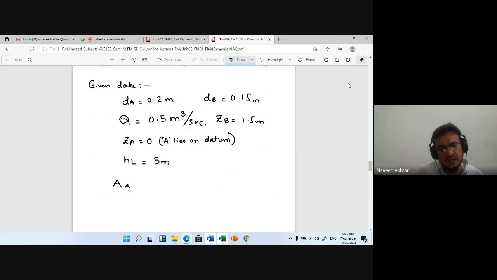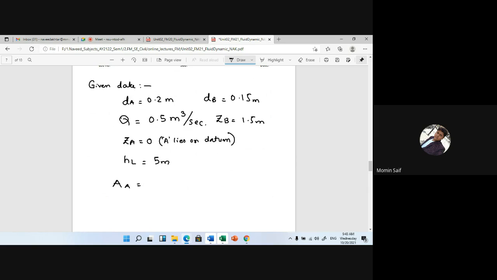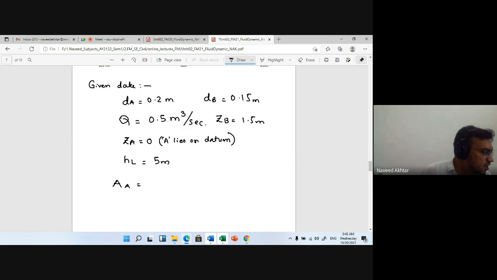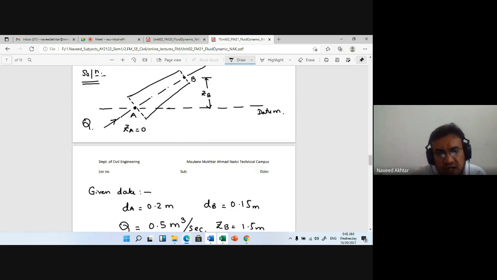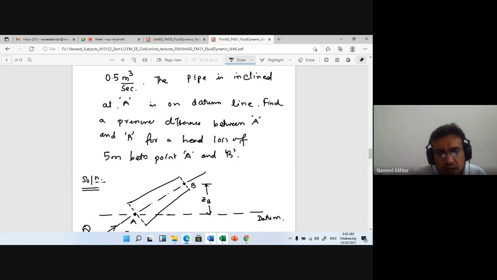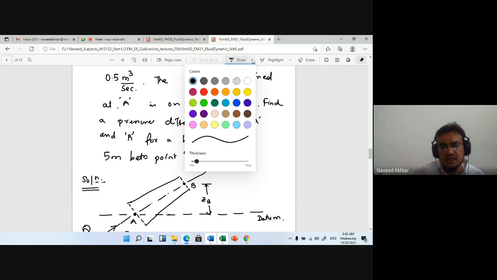Sir, Z was also given in the question. Yes, A is on the datum line and B is 1.5 meter above the datum line. Write down that B is 1.5 meter above the datum line. I have forgotten that line. We insert that line. I will change the color. Insert that line here. Okay.